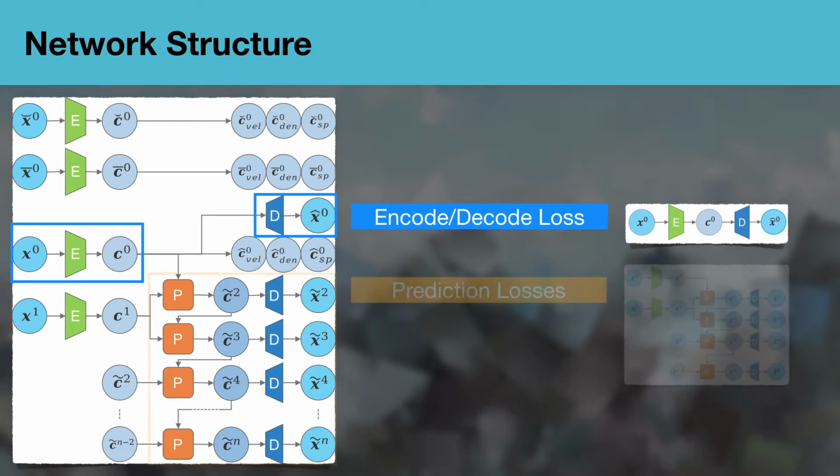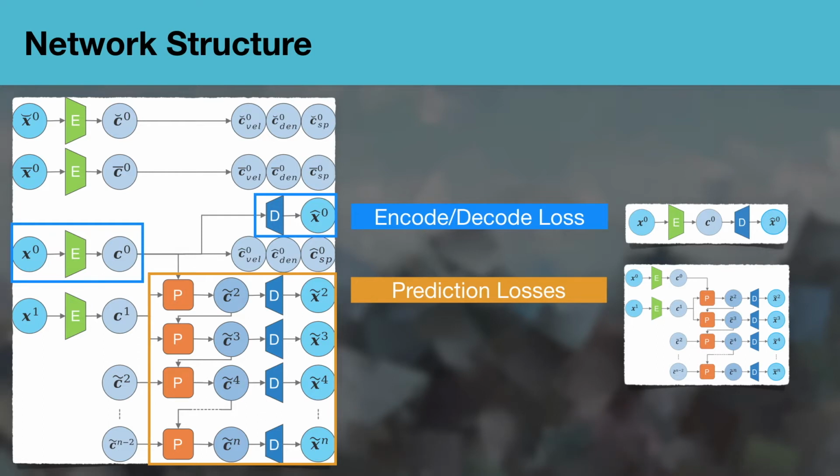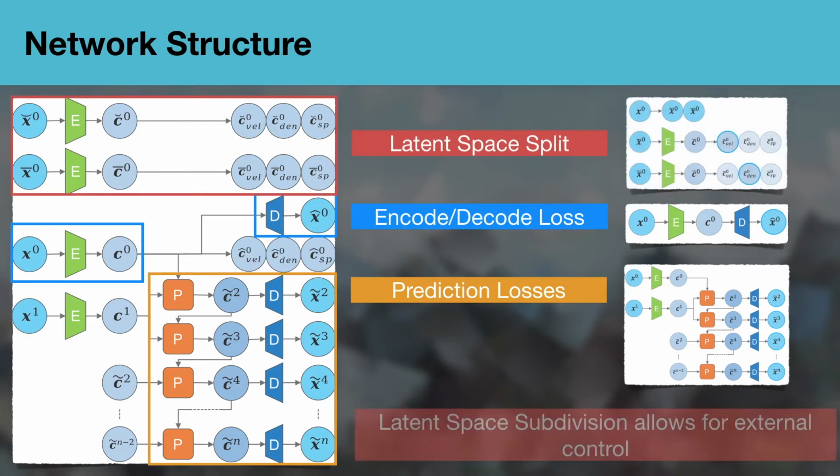The second part is the prediction loss. This includes our temporal prediction network that advances the state of the simulation in time by iteratively predicting the next time step based on the last predictions. The last part is our latent space split. This loss enforces the separation of input quantities, velocity and density, in the latent space domain C. This feature provides the capability of exerting external control over the prediction.